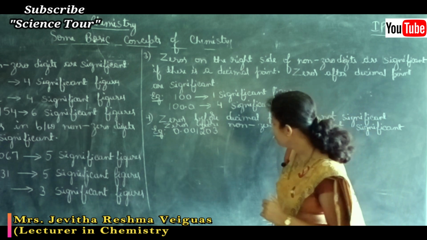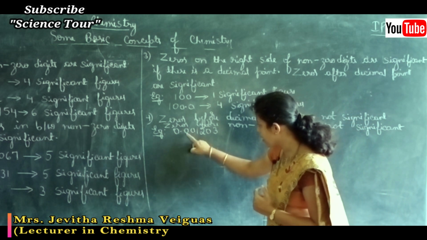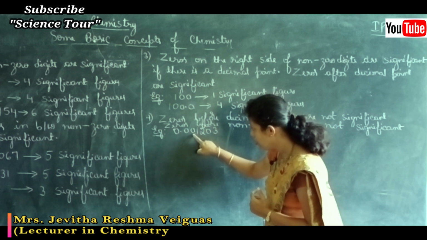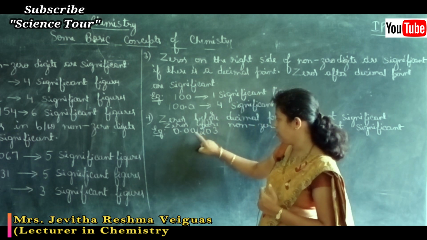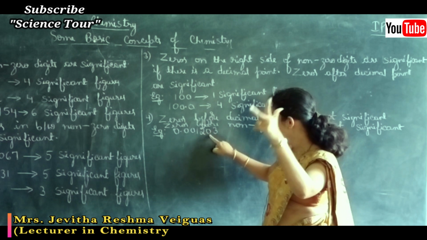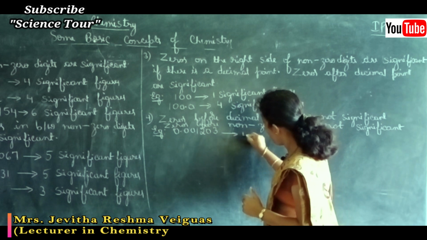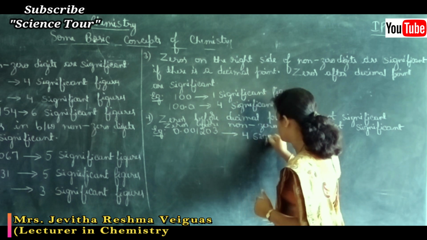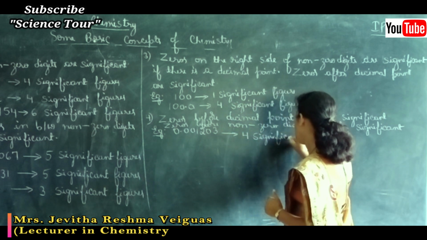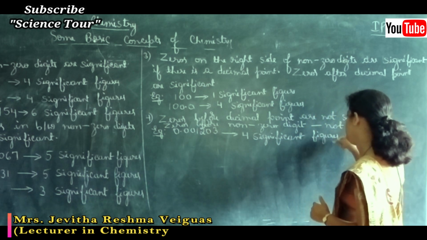So how many significant figures do we have? This 0 is insignificant, even this 0 is insignificant. 1 significant figure, 2 significant figure, 0 significant, 3 significant. That means I have 4 significant figures in this number.